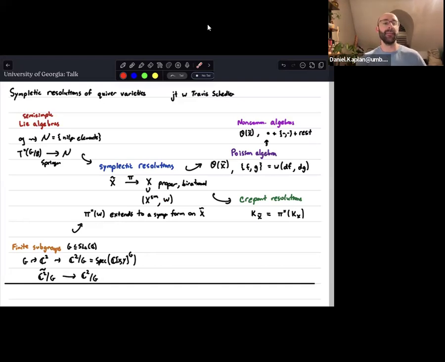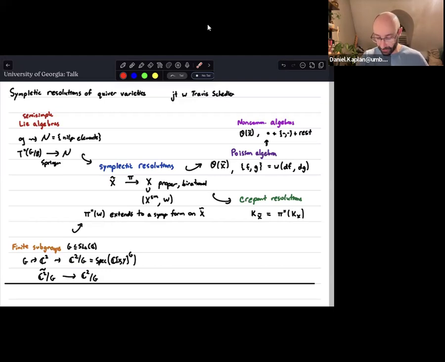And at this point, I should mention there's a notion of a partial symplectic resolution where this source is no longer smooth. But you can still ask that it pulls back and extends to the smooth locus instead of to the whole space. And then that would be a partial symplectic resolution.